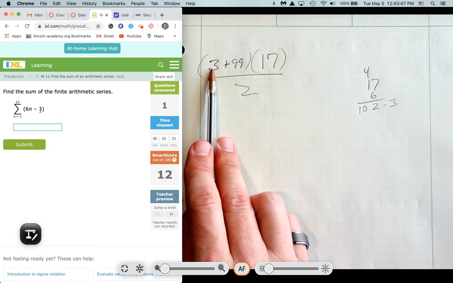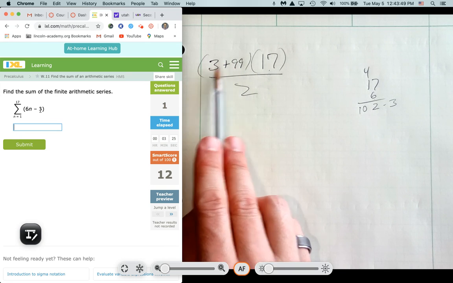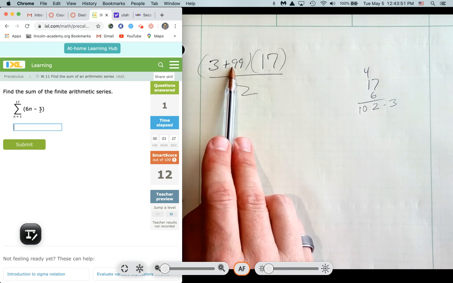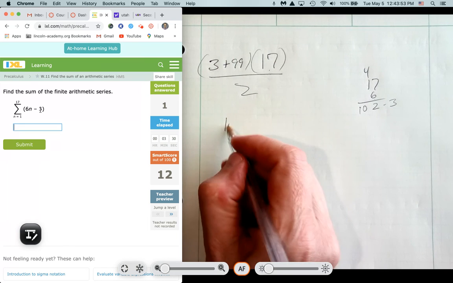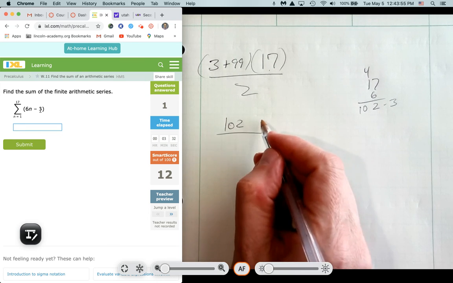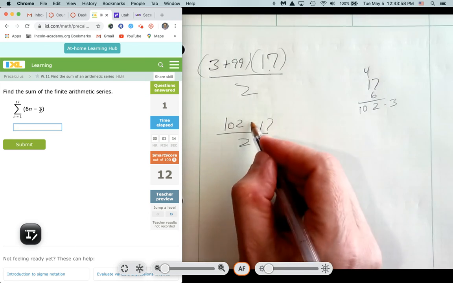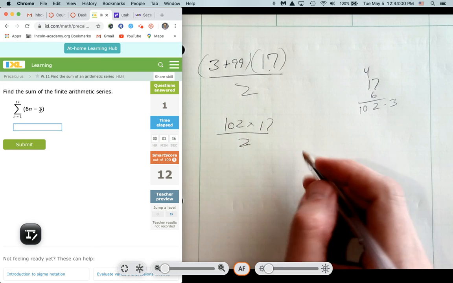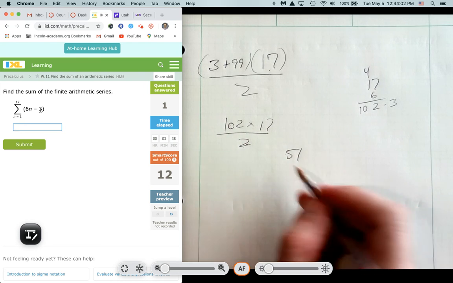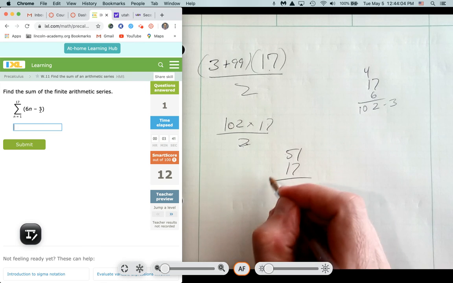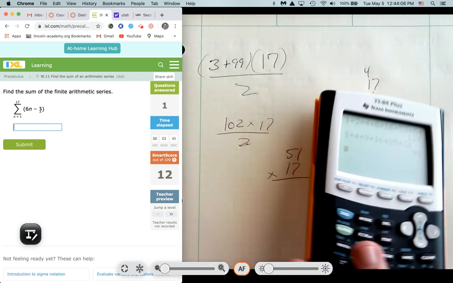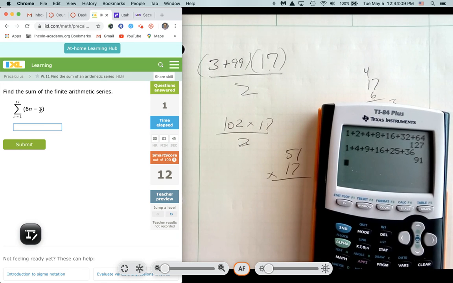So I have 3 plus 99. This was the first term, this was the last term. Well, 3 plus 99 is going to be 102, which I find a lot easier to divide by 2. So 102 divided by 2 is going to be 51. 51 times 17. In fact, maybe I'll even really cheat here, grab my calculator and go 51 times 17 and get 867. So I come over here and type in 867 and I get my sum.